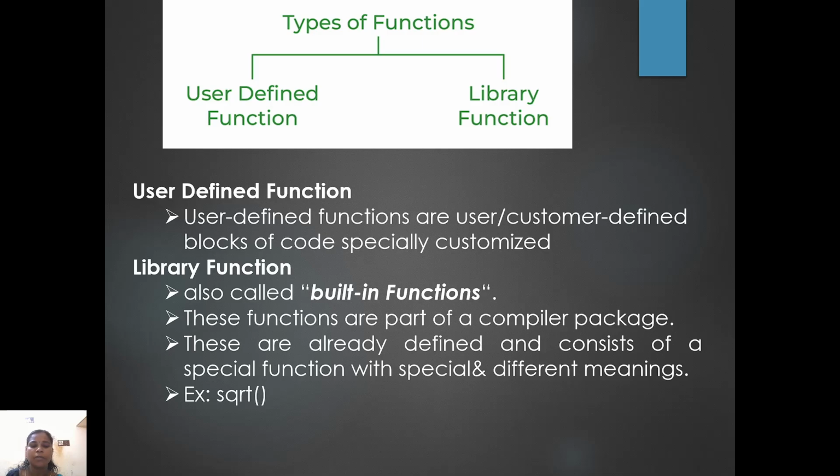Library functions are also called built-in functions. These are part of the compiler package. These functions are already defined and can be used for a specific purpose only. Example, sqrt. This sqrt function is used to find the square root of a number.